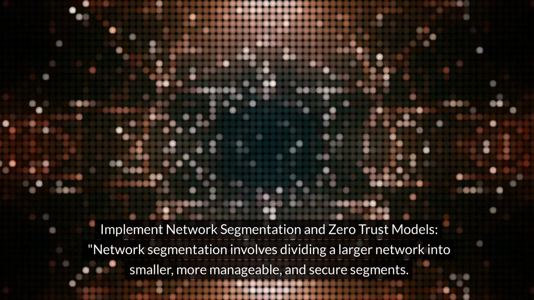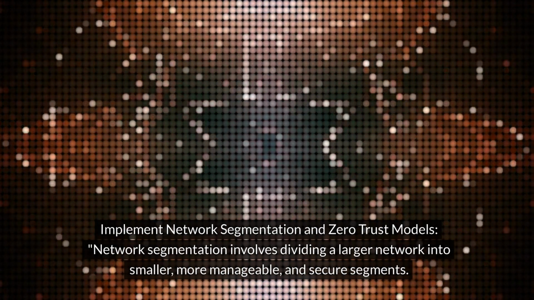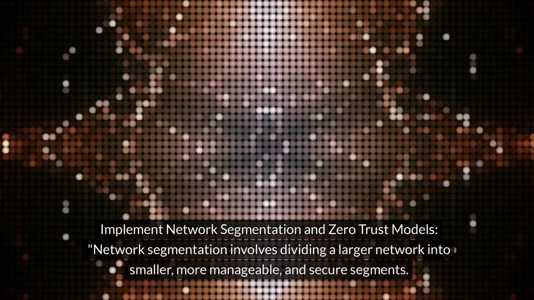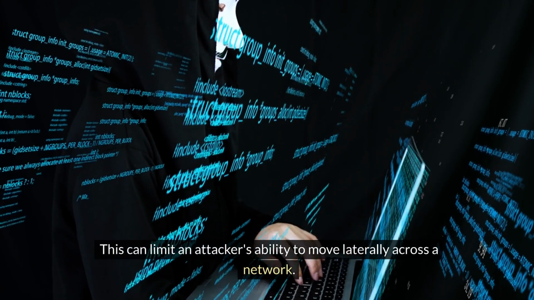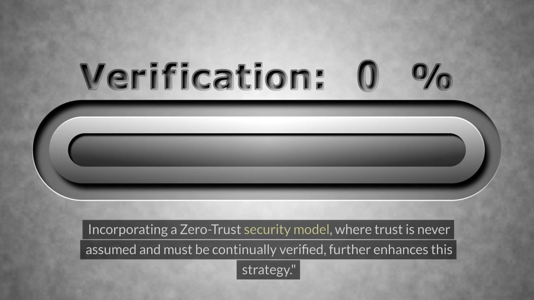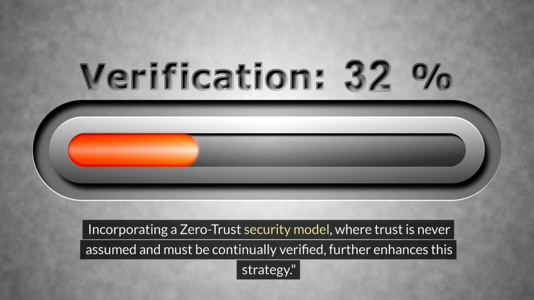6. Implement network segmentation and zero-trust models. Network segmentation involves dividing a larger network into smaller, more manageable, and secure segments. This can limit an attacker's ability to move laterally across a network. Incorporating a zero-trust security model, where trust is never assumed and must be continually verified, further enhances this strategy.